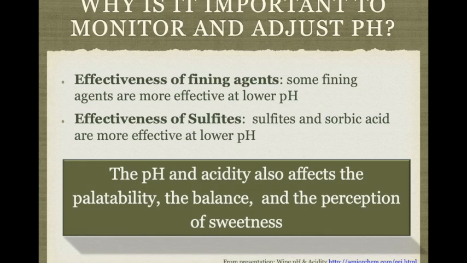I thought I made this amazing discovery myself. I found that if I added a fining agent, not much would happen, but then if I did an acid addition shortly afterwards, magically, almost overnight, the mead became clear. It turns out this is something already well known in the wine literature. Certain fining agents are more effective at lower pH, and I discussed that in much more detail in my fining agent presentation. pH also affects the effectiveness of sulfites.